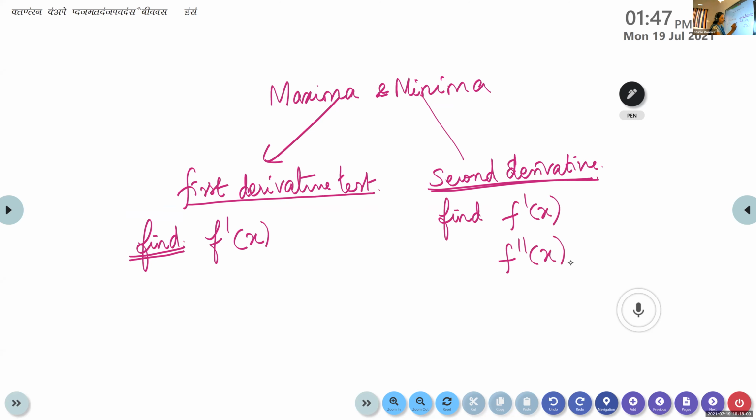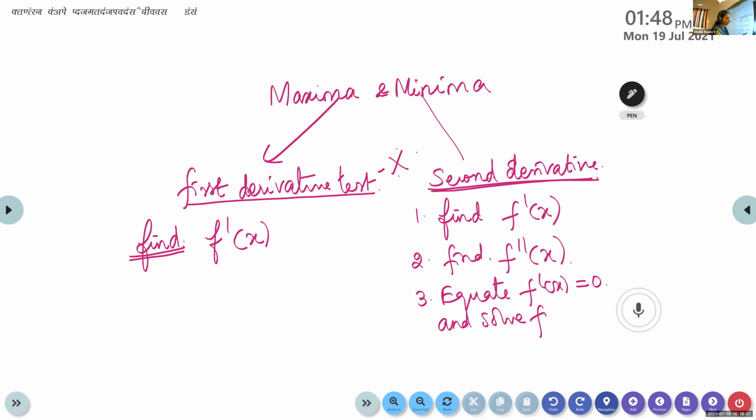Listen, children. Let us now first concentrate on the second derivative test. We find f dash of x and f double dash of x. Then equate f dash of x to 0, the first order derivative, and solve that equation for x. Once we solve this, we will get the values of x.